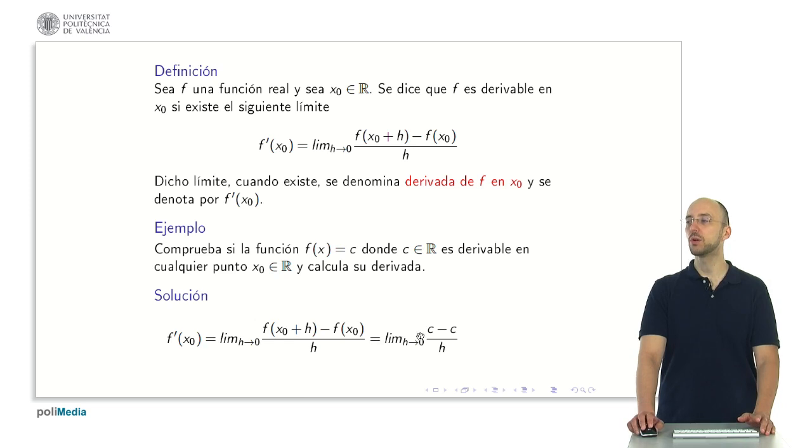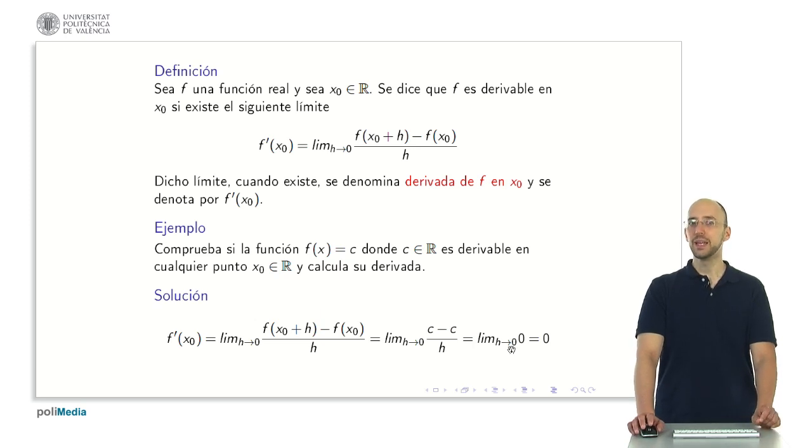Therefore, how do we proceed to calculate the limit? F of x sub 0 plus h will be c, and f of x sub 0 is also equal to c. And this limit seems quite simple. It is the limit when h tends to 0 of c minus c over h. If I simplify a little more, it is 0 over h, but 0 over something is 0. Therefore, the limit when h tends to 0 of 0 is equal to 0. It is very easy in this case to calculate this derivative.